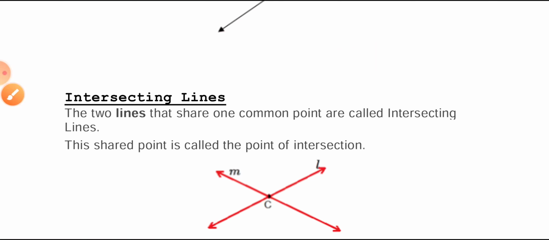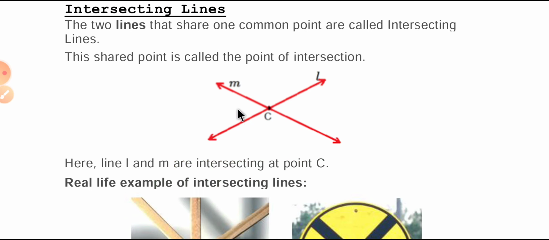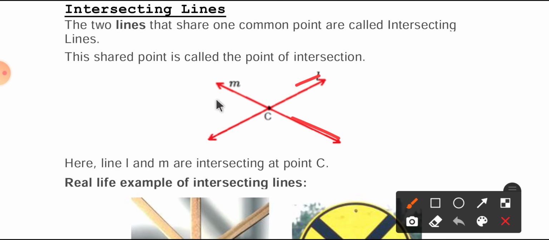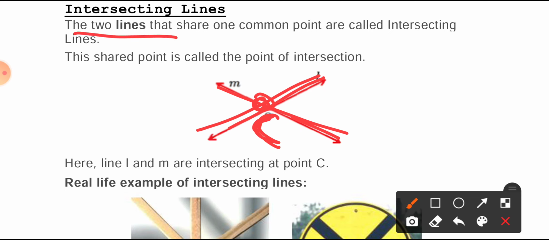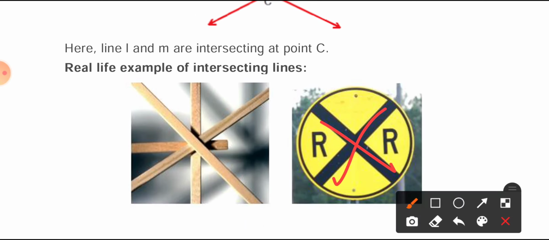Then see the intersecting lines. The two lines that share one common point are called intersecting lines, and the shared point is called the point of intersection. So what is an intersecting line? The lines which meet at a single point. Or we can say that if any two lines have one common point, then the two lines are known as intersecting lines. See that the first line is M and the second line is L. Where are they meeting? They are meeting at point C. So L and M are known as intersecting lines, and the point at which they are intersecting is the point C. You can see the real example like this one, in a cross where they are meeting at this point. So these two lines are known as intersecting lines.